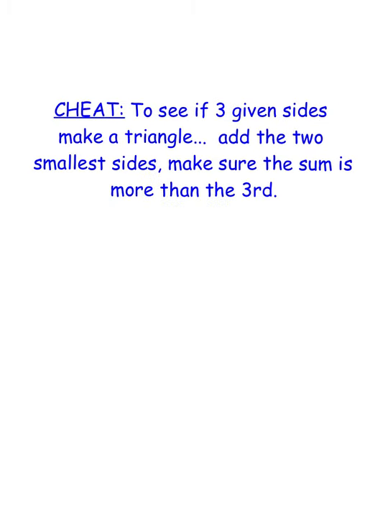So here's our cheat, because those two last pages look like they were complicated. To see if 3 given sides make a triangle, you're going to add the two smallest sides. Make sure the sum is more than the third. If it is, it makes a triangle. If it's not, it does not.